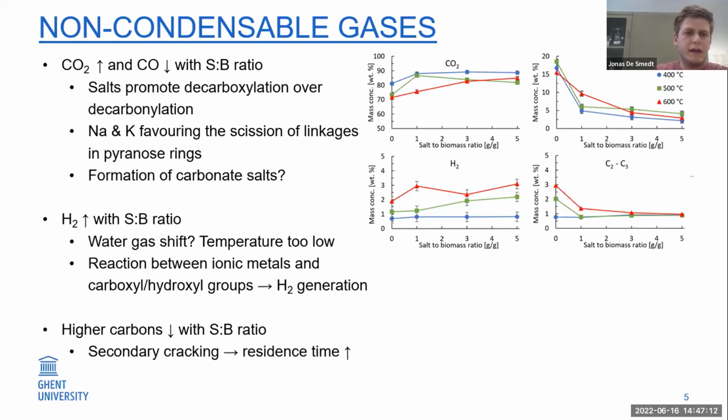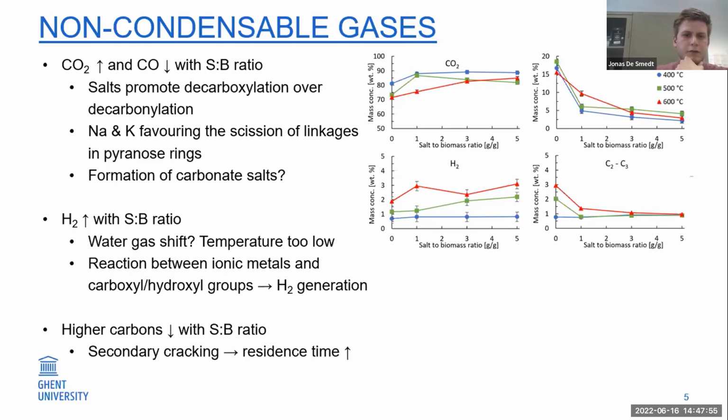Next, we also noticed an increase in hydrogen with the amount of salt that was added. We first thought, okay, this was governed by the water-gas shift, given also the trends that we saw with CO and CO2. But when we did some calculations, or just dove into the literature, we noticed that the temperature is way too low for that to happen. We then found some articles stating that the hydrogen production was generated due to the reaction between the ionic metals and the carboxyl and hydroxyl groups of your carbon matrix.